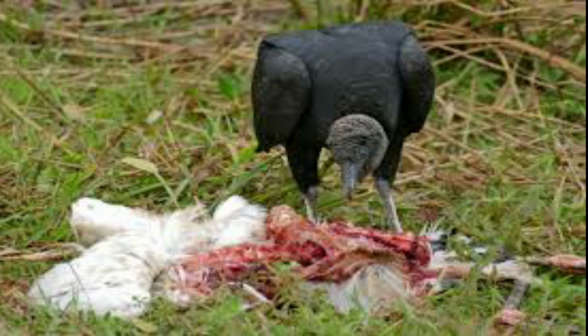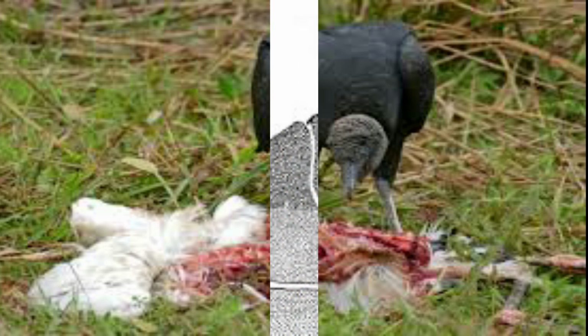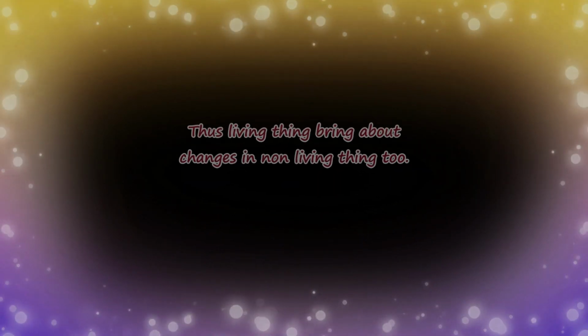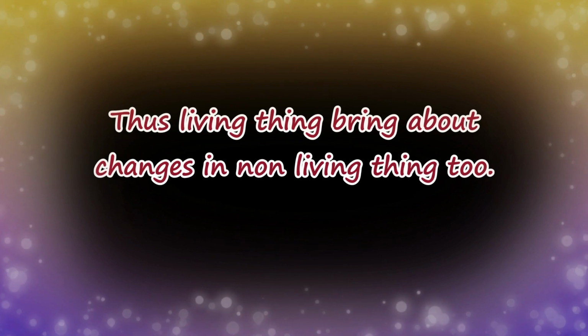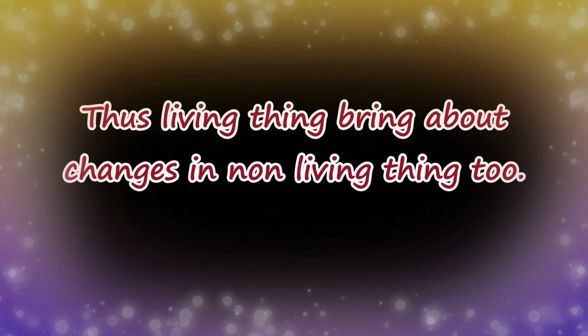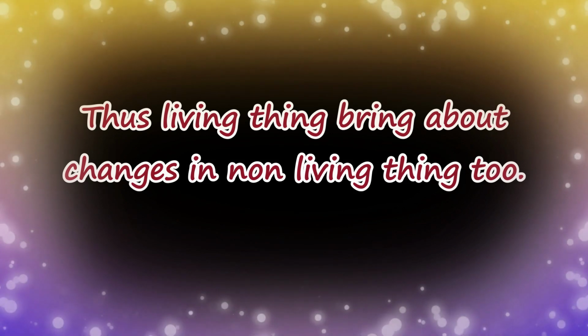Now the animals like vultures, they eat the flesh of other animals and thus clean the environment. And even the plants get fertile due to the remains or decay of dead animals. The soil gets fertile. So the living things bring about changes in the non-living too. And thus everything in the environment helps each other in one way or another.